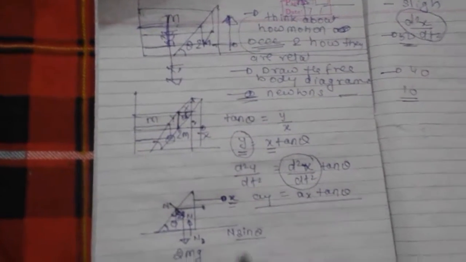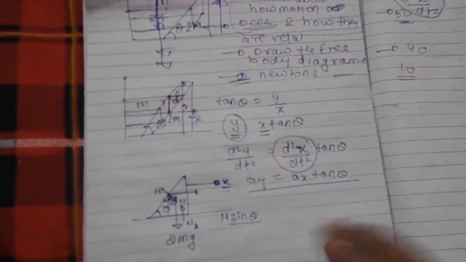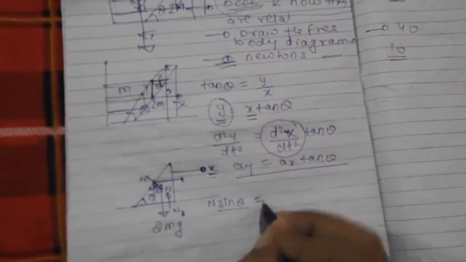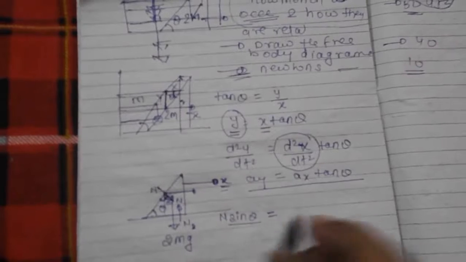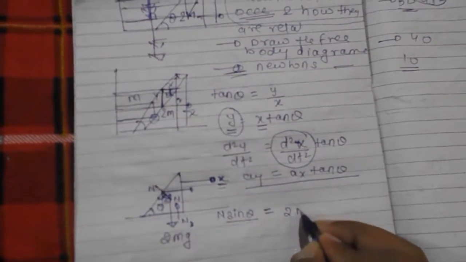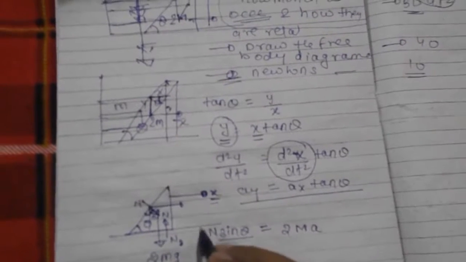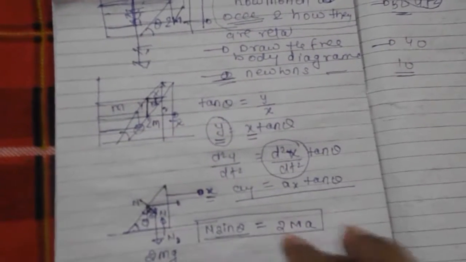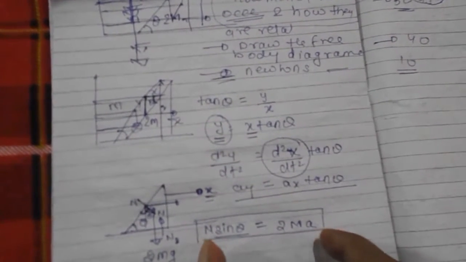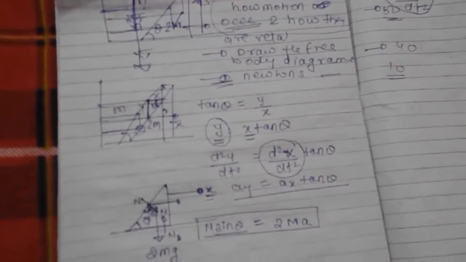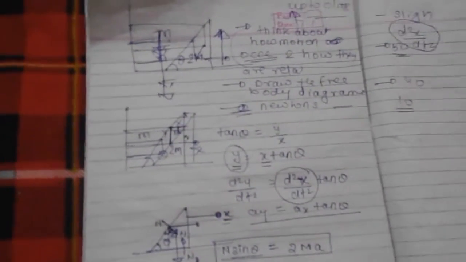This is N sin theta, and this should be equal to 2ma. Okay guys, N sin theta equals 2ma. I have written the second law. I drew the free body diagram, and then I tried to solve it.